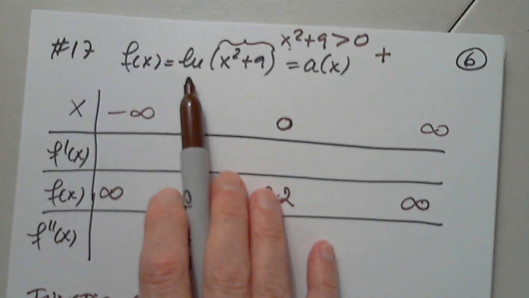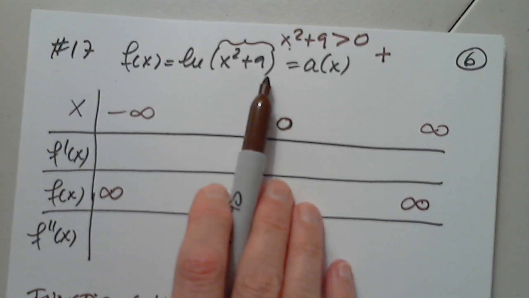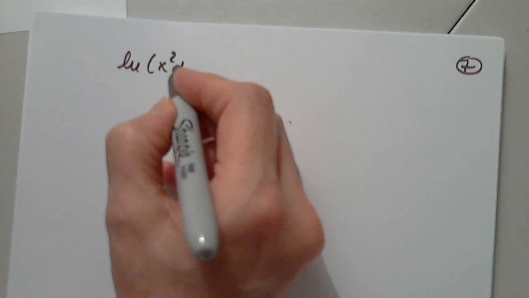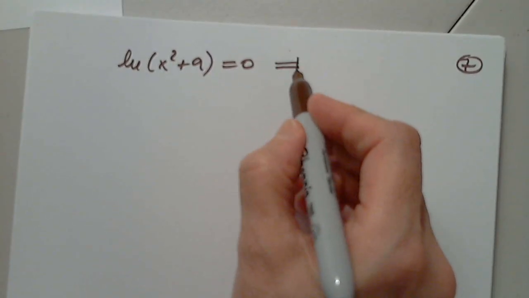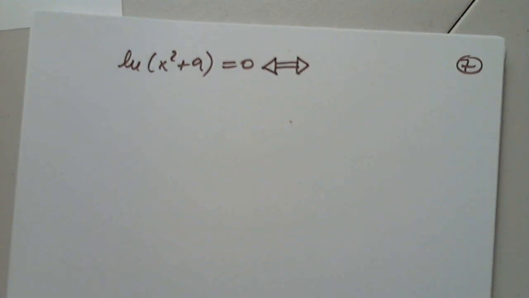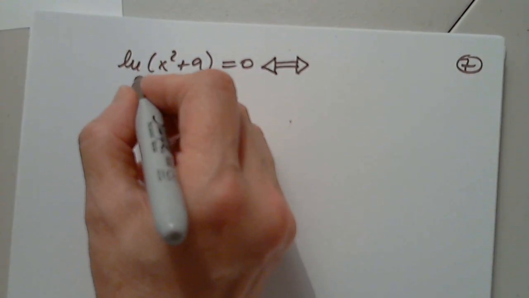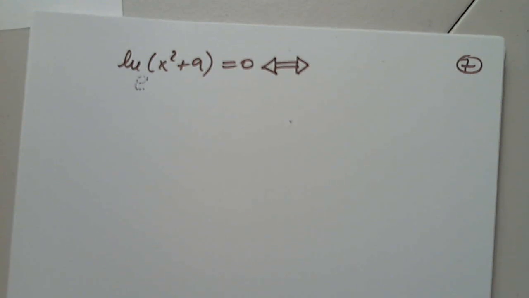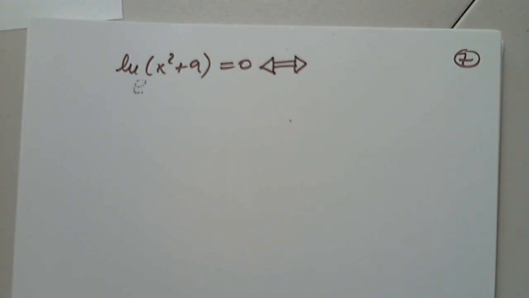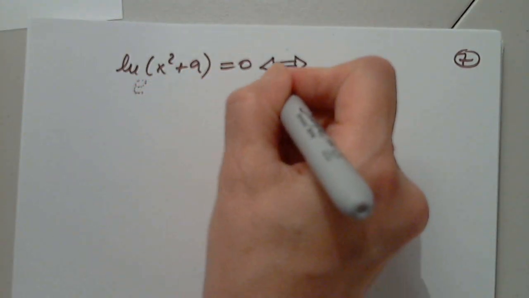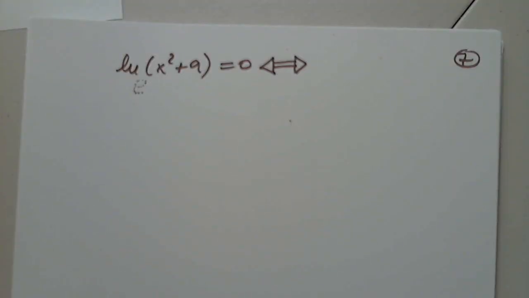We also need to set this equal to 0 to find x-intercepts. So when I do that, natural log of x squared plus 9 equals 0. Anyone remembers how to change this into an exponential equation, keeping in mind that this is e? How do I change this log equation into an exponential one? And remember, it goes counterclockwise.